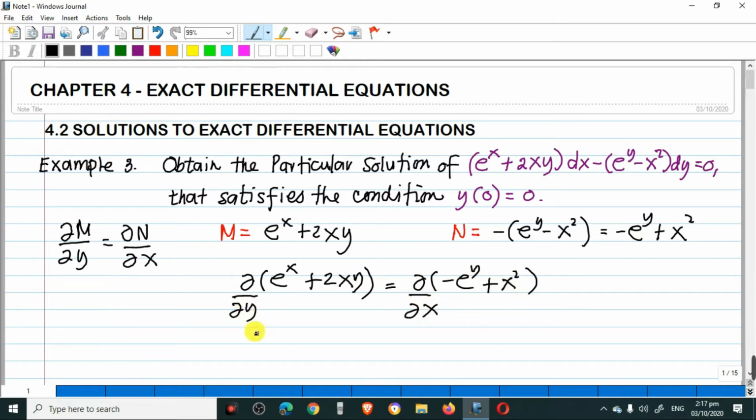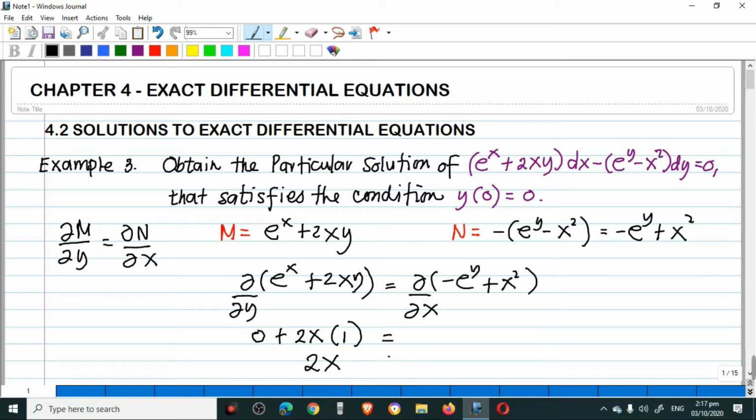So, differentiating with respect to y, x will be considered as a constant. So, this is equals to the derivative of e^x, which is 0, plus 2x, where x is considered as a constant, so just factor it out. So, 2x multiplied by the derivative of y, which is 1. And this is equals to 2x.